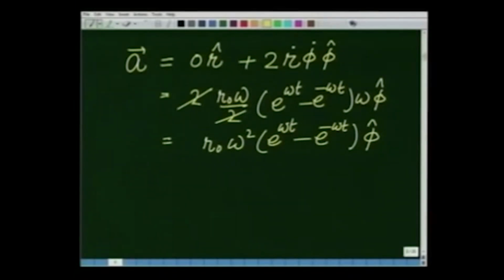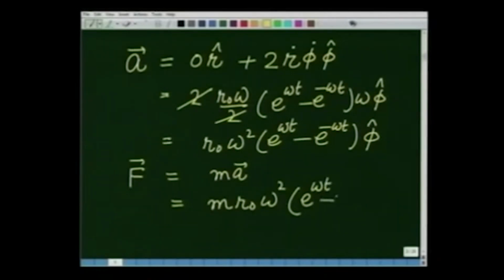How about the force? The force applied by the wire is given by m a and is therefore equal to m r naught omega square times e raised to omega t minus e raised to minus omega t in phi direction. So, you see that we have solved this problem in planar polar coordinates in a simple manner. I would urge you to try solving the same problem using x and y coordinates.